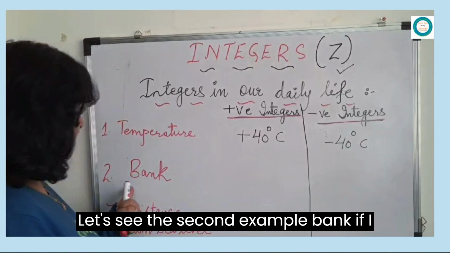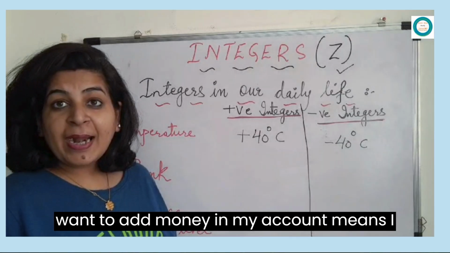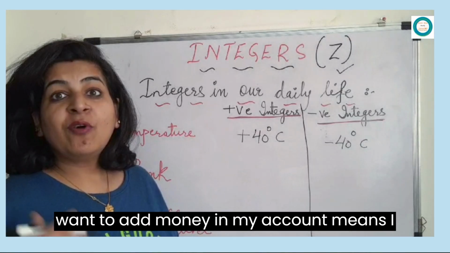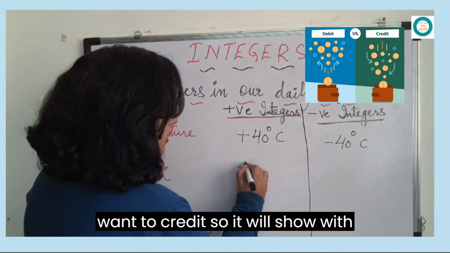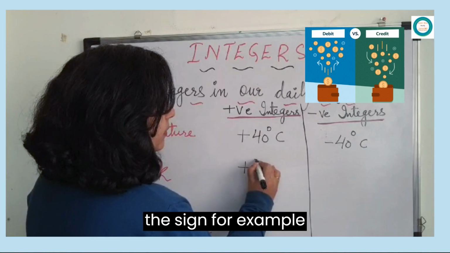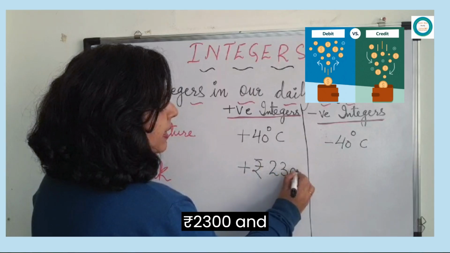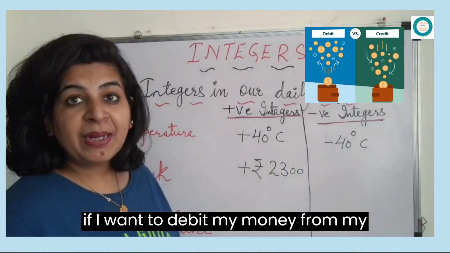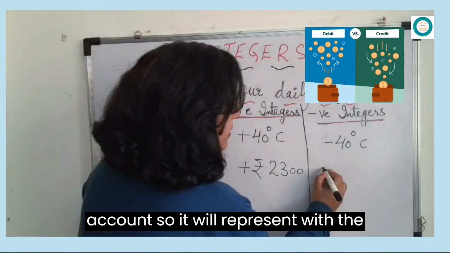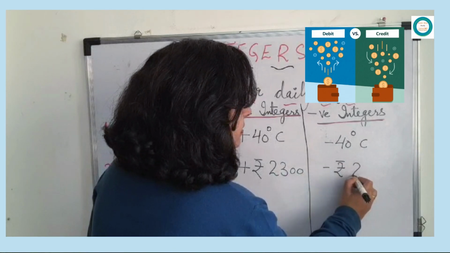Let's see the second example. Bank. If I want to add money in my account, means I want to credit, so it will show with the plus sign. For example, rupees 300. And if I want to debit my money from my account, it will be represented with the negative integers.